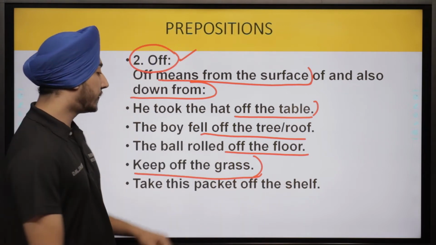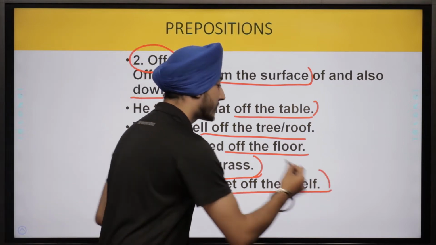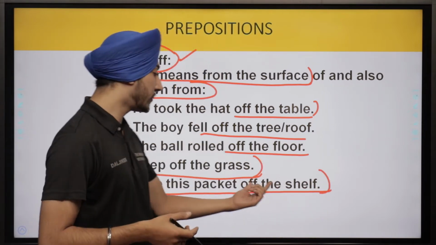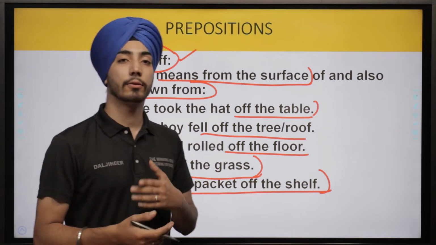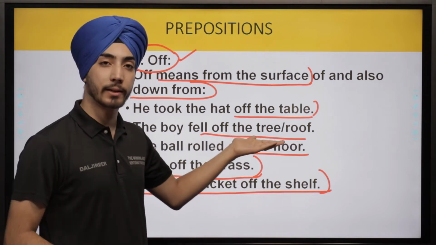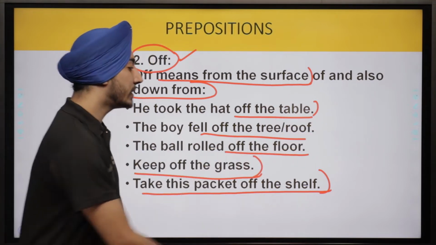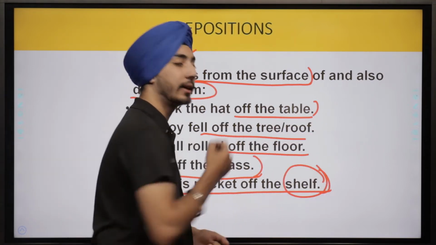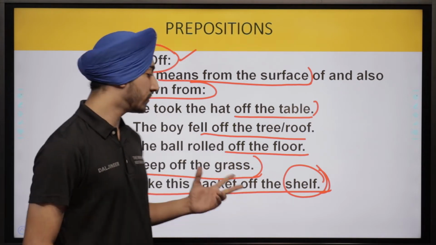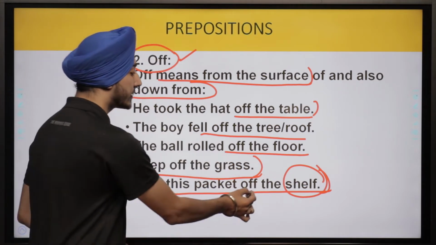Take this packet off the shelf. इस पैकेट को शेल्फ से हटा दो. Here we can see it. It can be used in both the ways. कि एक तो maybe the shelf is at a upper height, ठीक है? और shelf से हम किसी चीज को नीचे remove कर रहे हैं. Also we can see the shelf is a horizontal surface, ठीक है? So उसके reference में भी हम यहाँ पे use करें. So both things can be seen in this sentence.